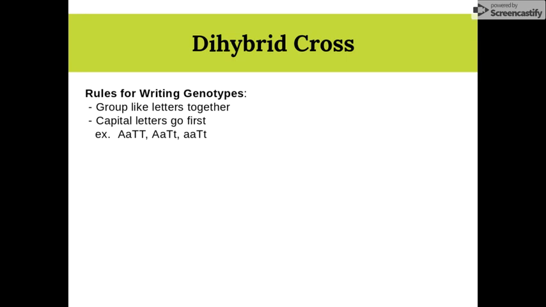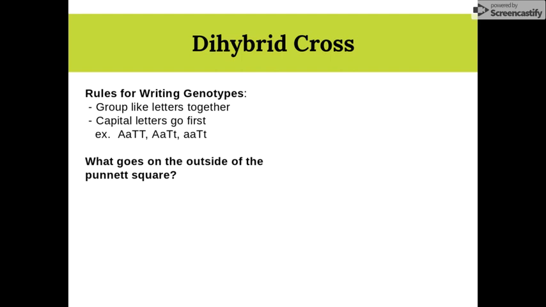Things to keep in mind when you are completing a dihybrid cross is that when you are writing the genotypes, you need to put similar letters together. So group them together. Also, if one of the sets of alleles is heterozygous, they're different, make sure you put the dominant one first. So capital letters would go first.